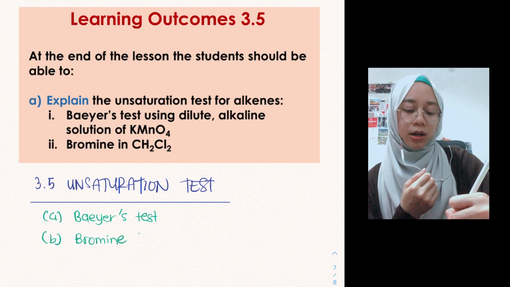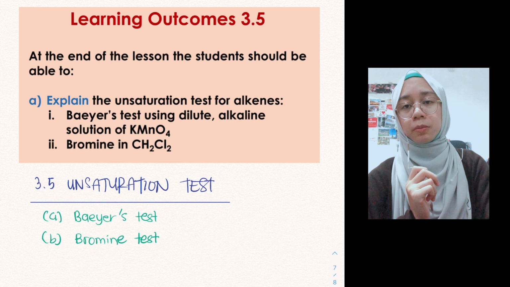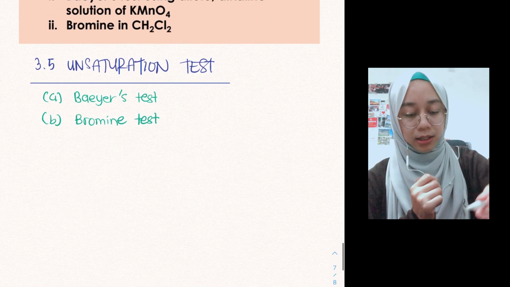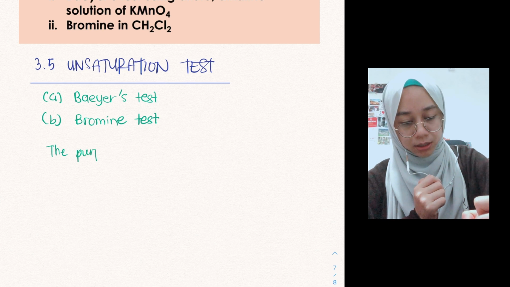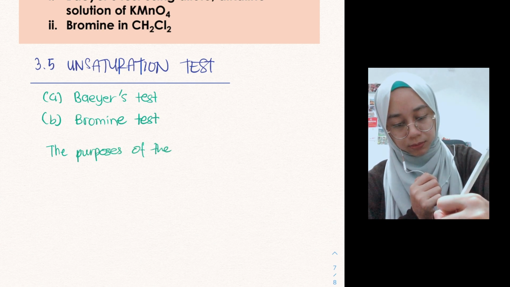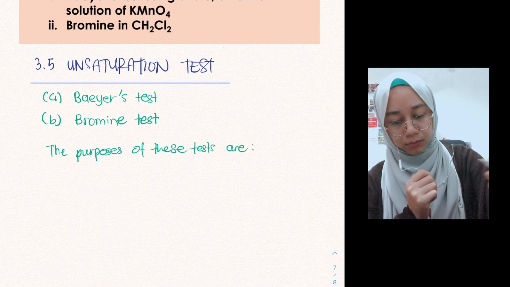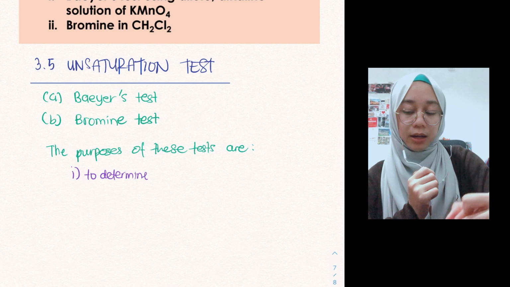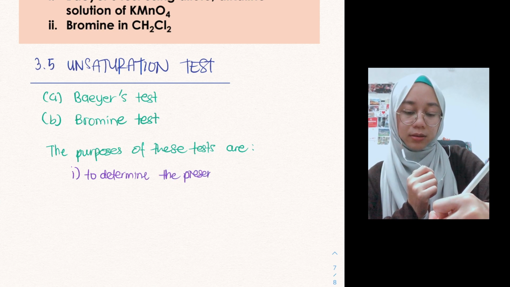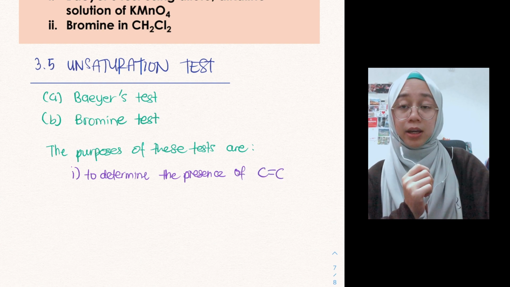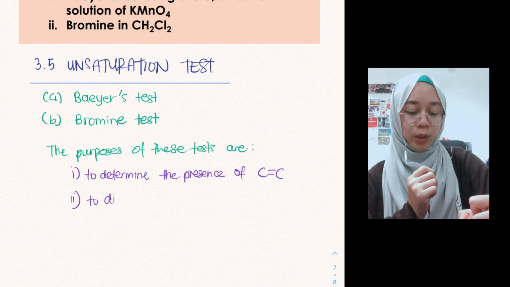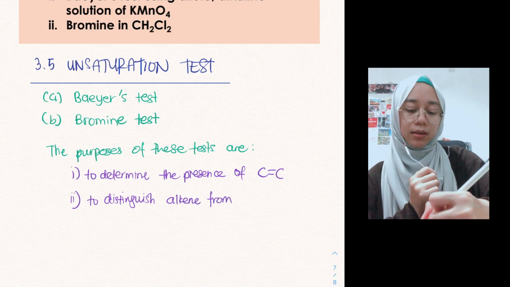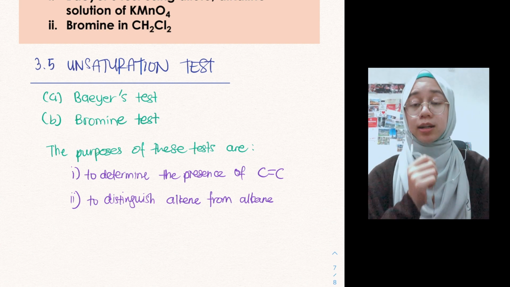Okay, so untuk apa-apa test yang kita akan belajar in organic chemistry ni, setiap test dia ada purpose dia sendiri. So in this case class, the purpose of the test here, the first one adalah untuk determine the presence of carbon-carbon double bond. And then for number 2 pula adalah to distinguish alkene from alkane. So kita boleh bezakan antara alkene dengan alkane.